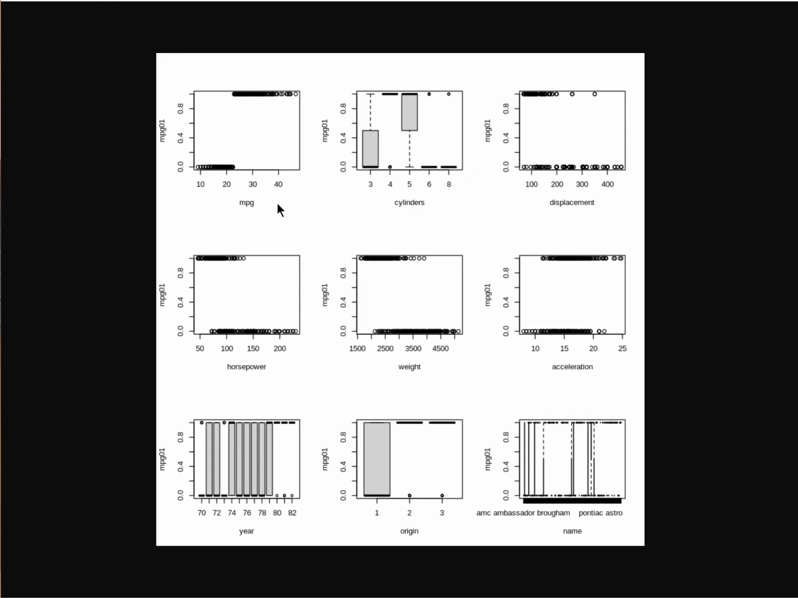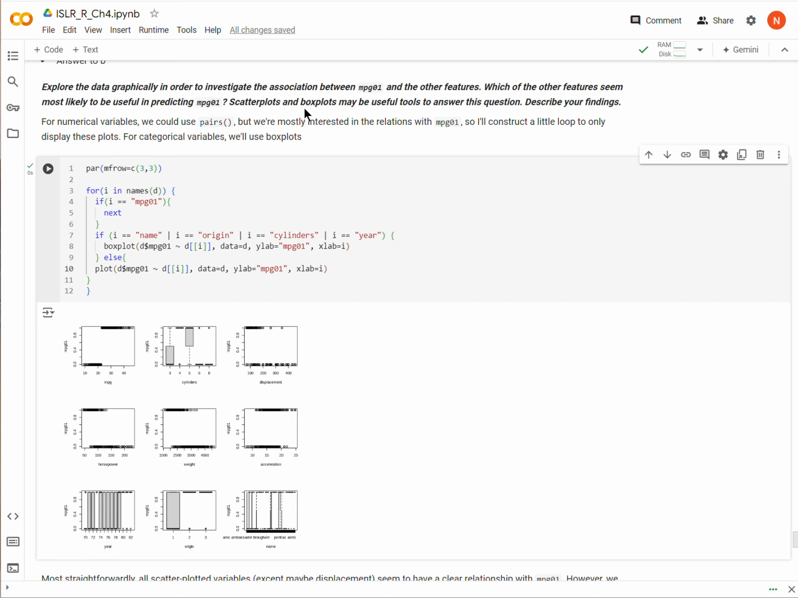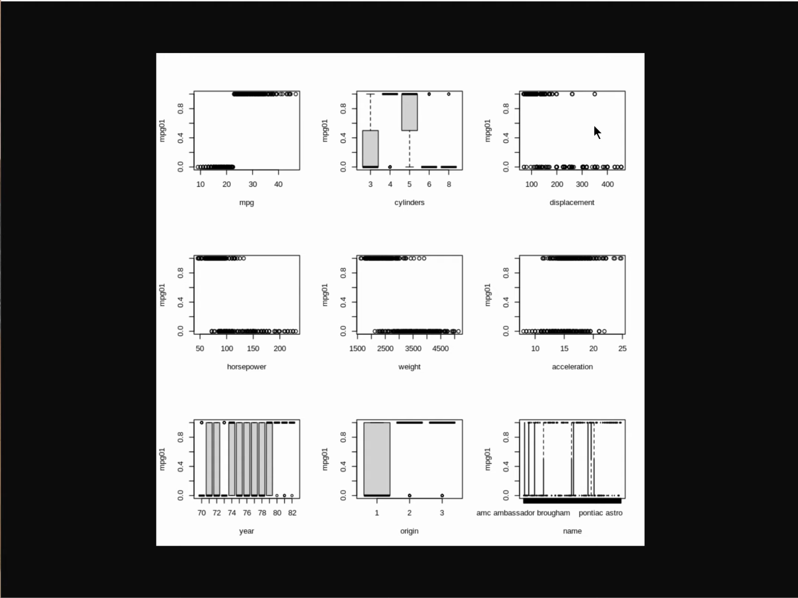Okay. So for instance, if we go over here to weight of the vehicle, we see that heavier vehicles tend to have an mpg01 value of 0, meaning it's below the median. Okay, and that makes sense. All right. Now as part of this question, what we're supposed to do is to look at the different plots and try to determine which features, or which other explanatory variables, are likely useful in predicting mpg01. Okay, well, I have a couple things to say about this.